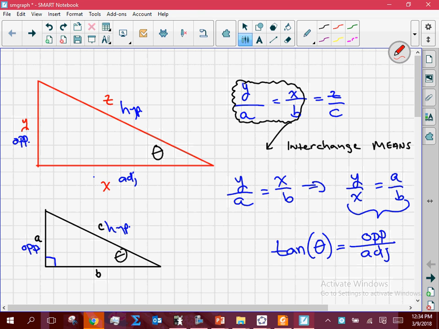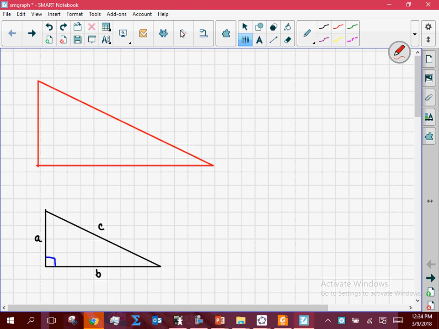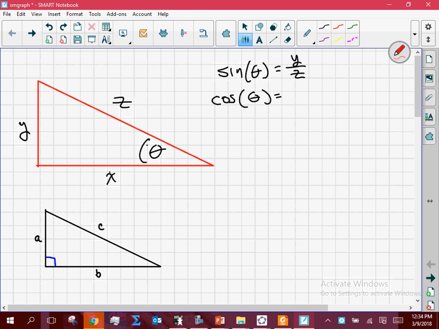All right. So let's look at another relationship. I'm going to label this as y, this as x, and this as z, right? Looking at theta, we just said the sine of theta was opposite over hypotenuse, so y over z. Cosine of theta is equal to adjacent divided by hypotenuse, and tangent of theta was opposite over adjacent, right?